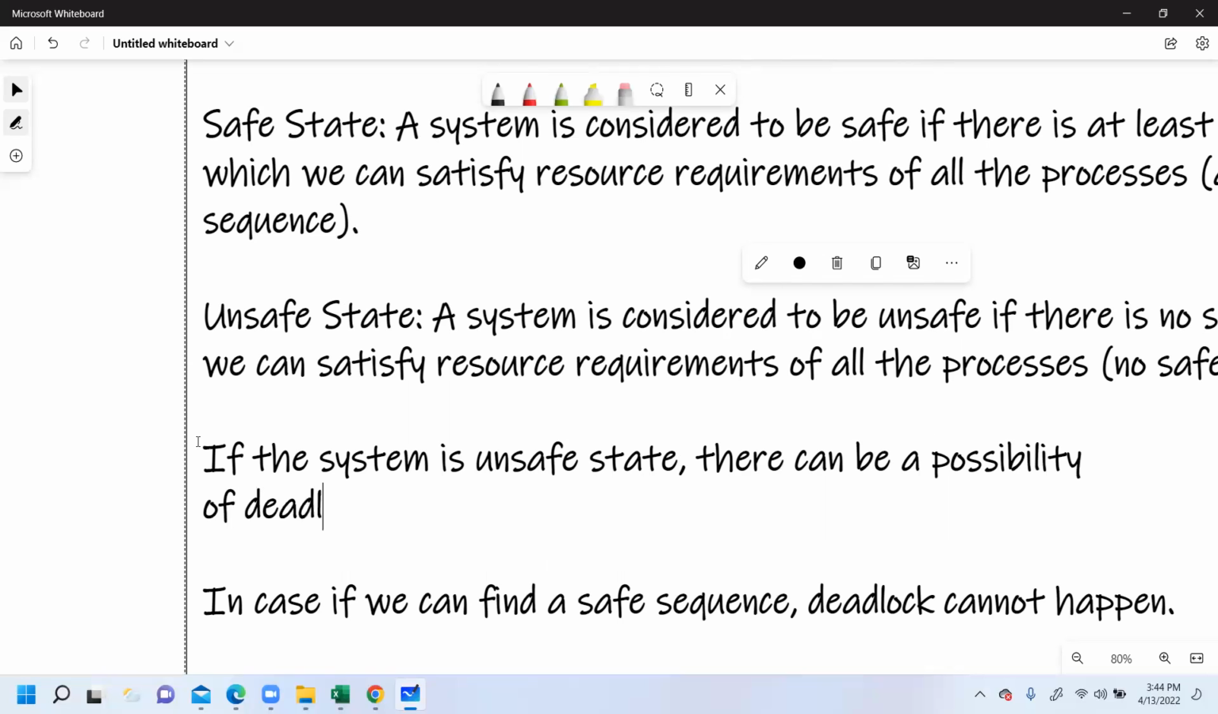So that means that deadlock is not always happening. There is a possibility that there can be deadlock if the system is in the unsafe state. That is all these definitions. Is that clear? So I hope these are the things we want to synthesize from trying to understand the banker's algorithm.